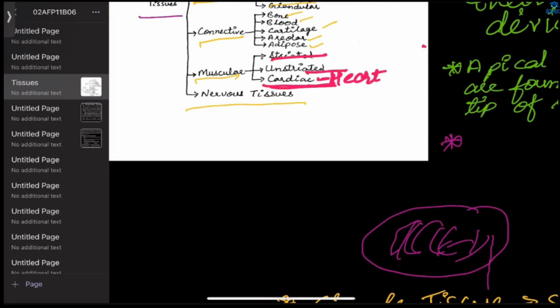Yes. Now the connective tissues, ligament is missing, I think. Yeah. Yes, yes. You are right. Blood, ligament, yeah. Now I have a class at 6 o'clock. Okay, so I'm going to stop.